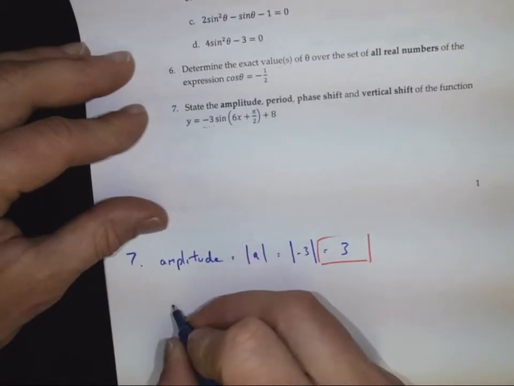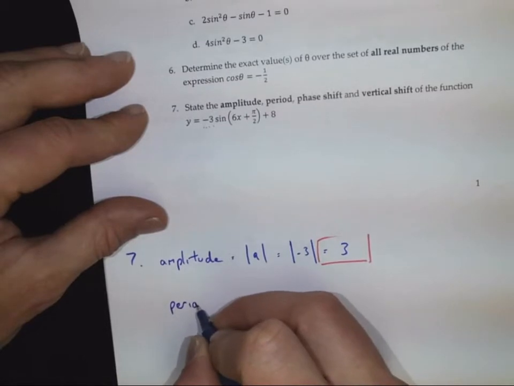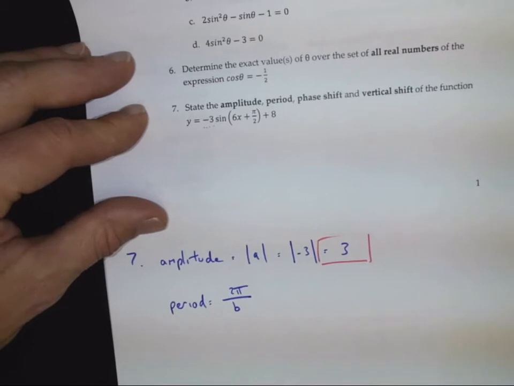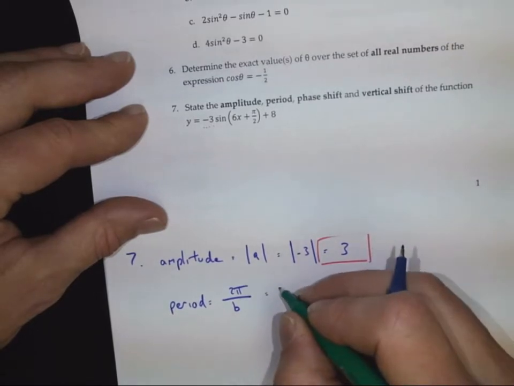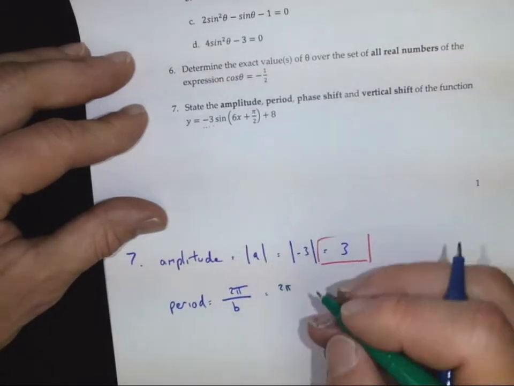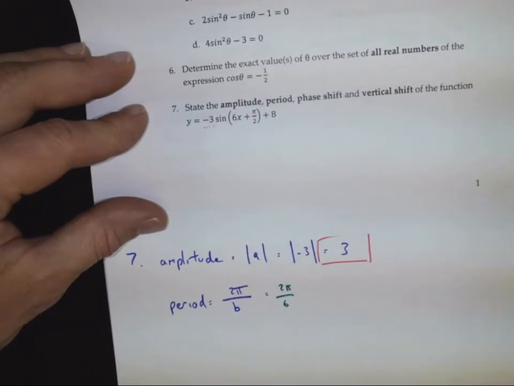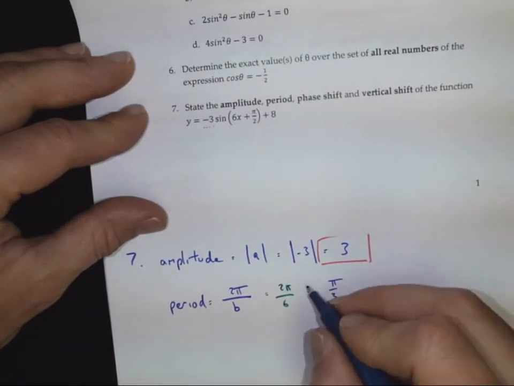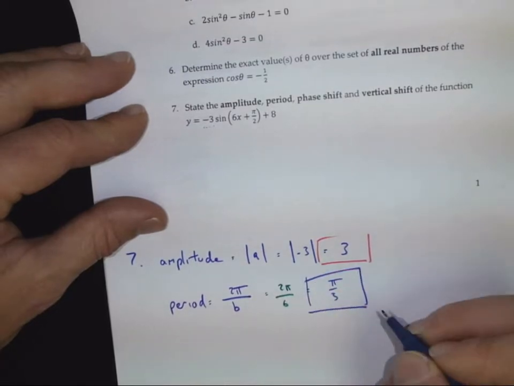Okay. Our period is always equal to 2 pi divided by our B value. So in this case, our B value is 6, so it's going to be 2 pi over 6. That means we're going to simplify that to pi/3. So it's going to repeat itself every third of pi.